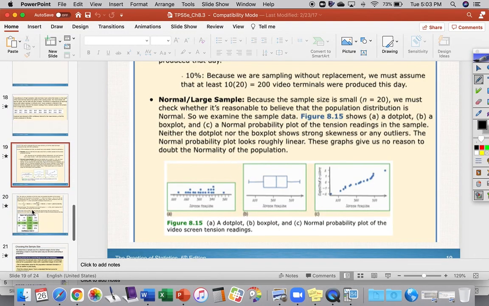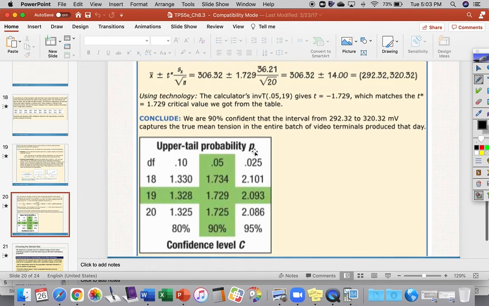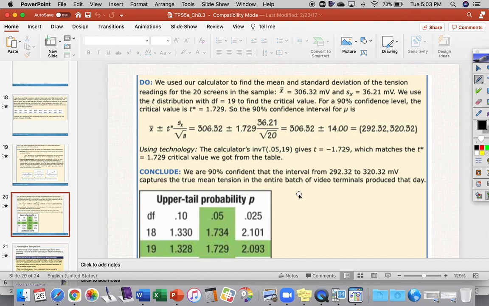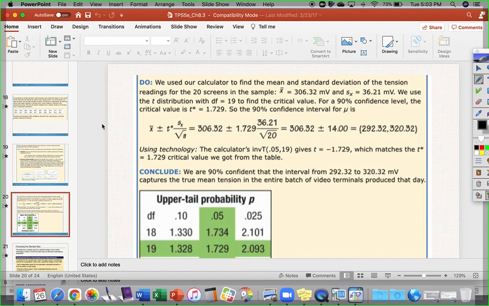Okay. How would I do this test? Look at this. All of this in the do step. I'm trying to make your lives easy here. All of this in the do step would not be needed. Do you have to know how to make a t interval? Sure. It is x bar plus minus t star sx over square root of n. You substitute all the numbers and you work it down.